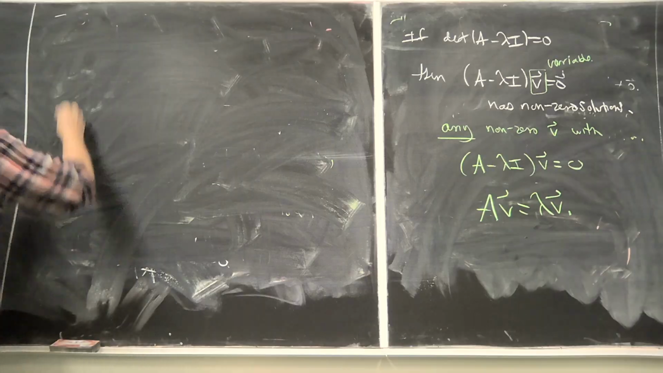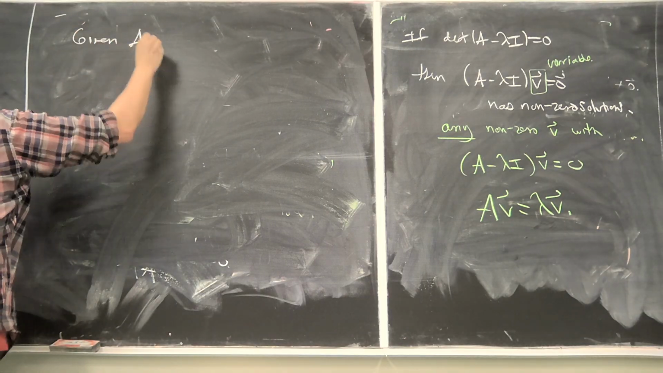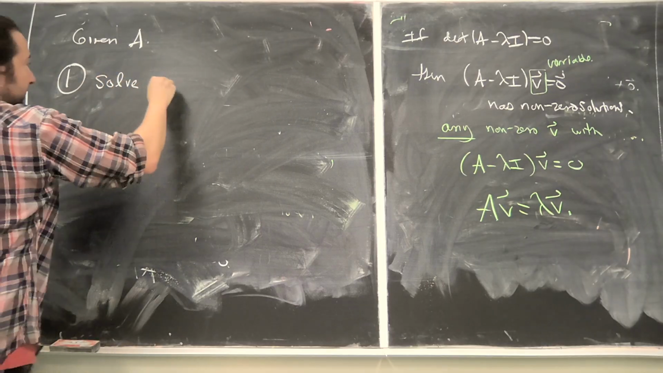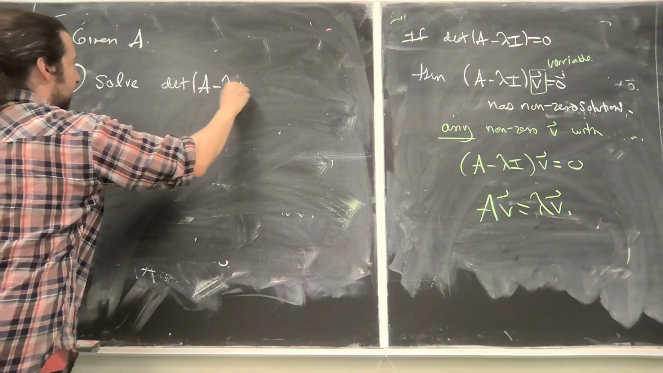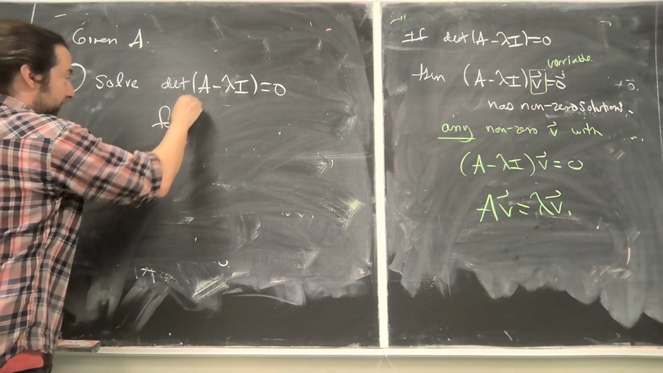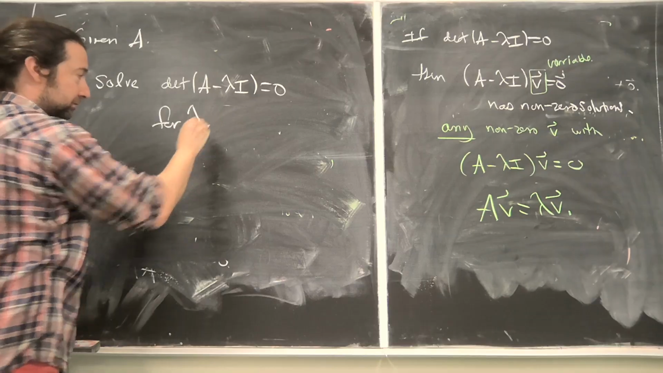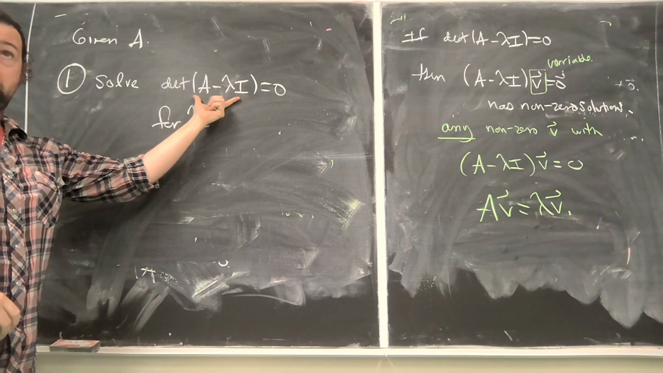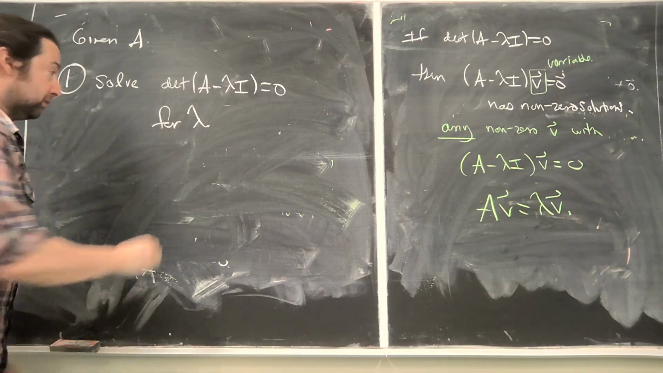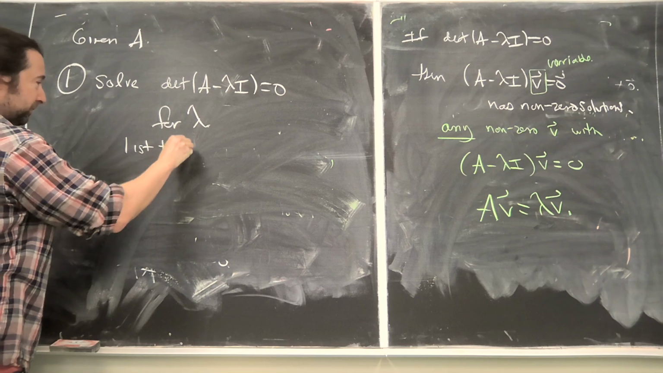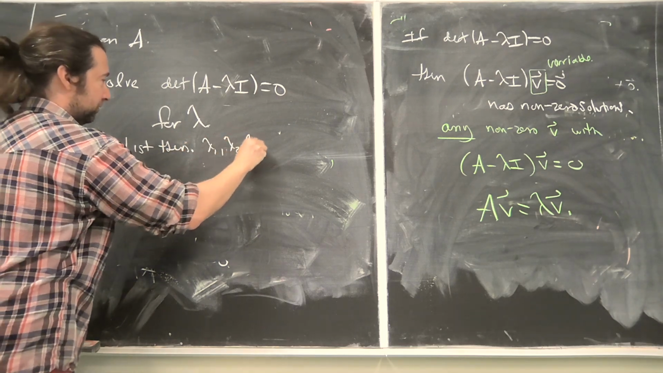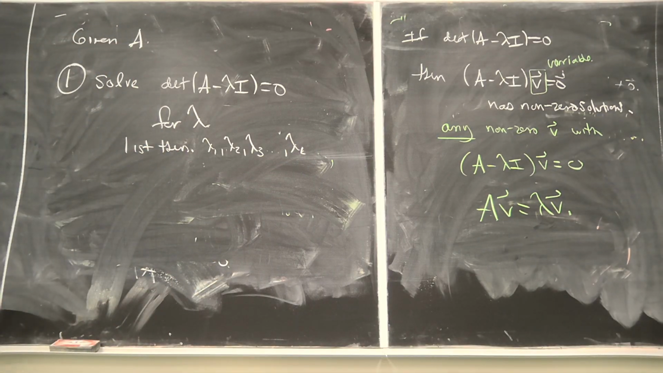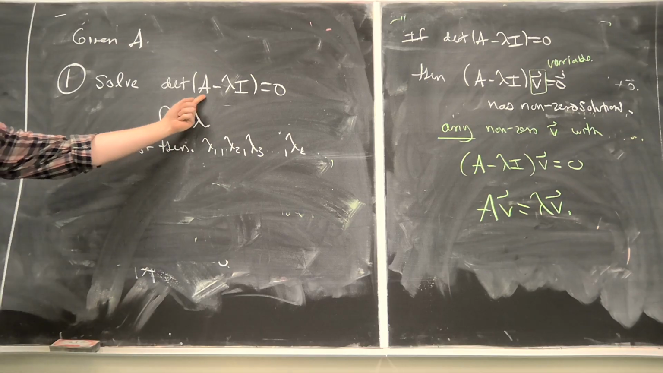So how do you do it? Step 1, you're given some matrix A. You are going to solve the equation, the determinant of A minus lambda I is equal to 0, for all the values of lambda that do it. This will be a polynomial, so there's only going to be a finite number of solutions. You can list them: lambda 1, lambda 2, lambda 3, out to lambda k. There could be one of them, there could be 2 answers, there could be 3, all the way up to n, where n is the size of the matrix.